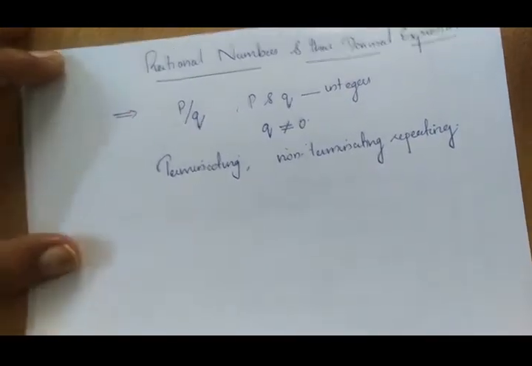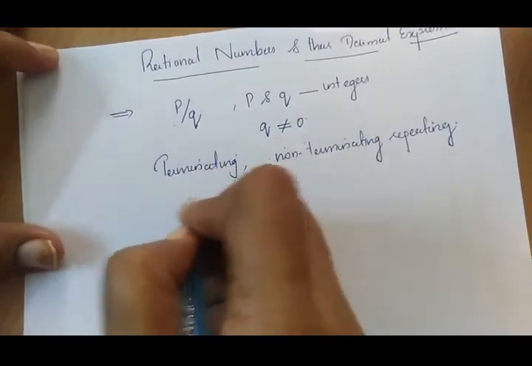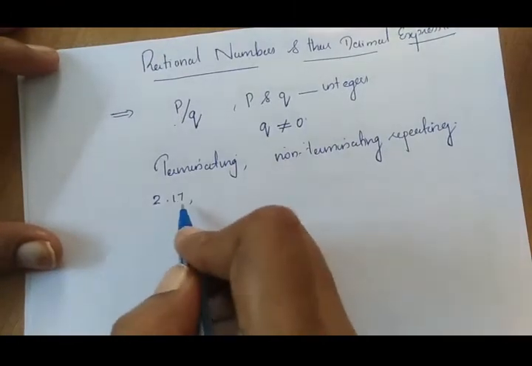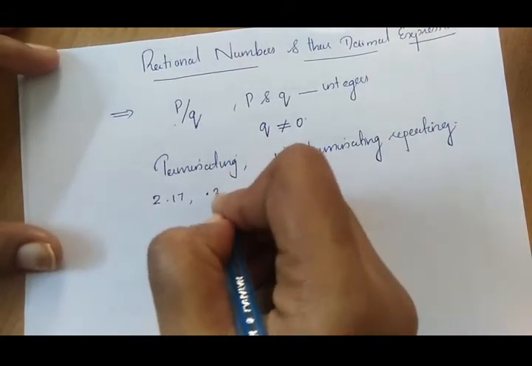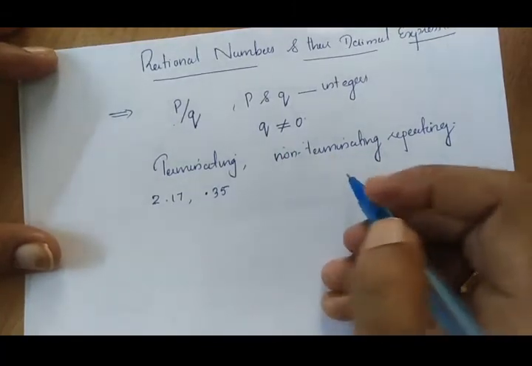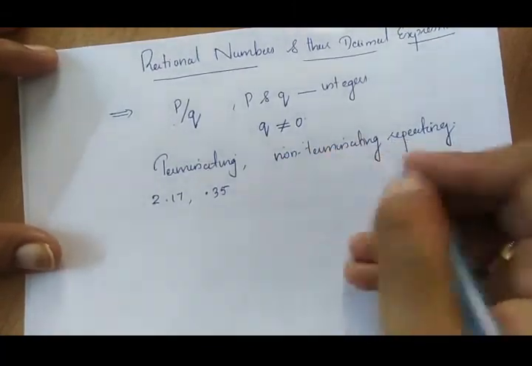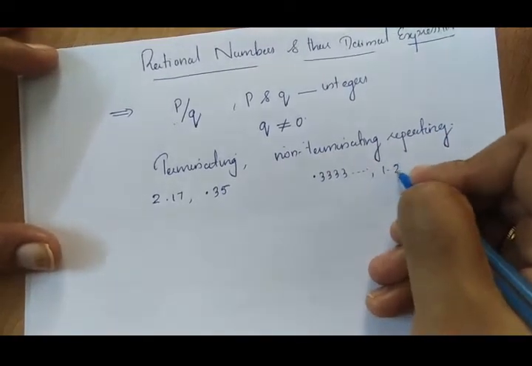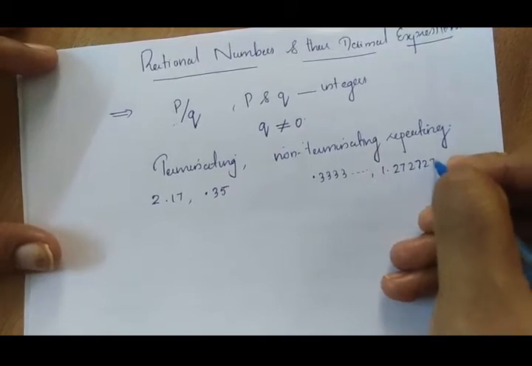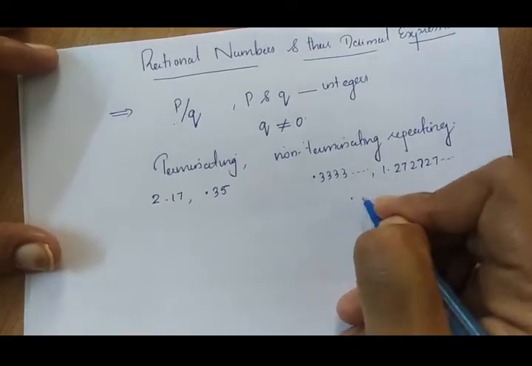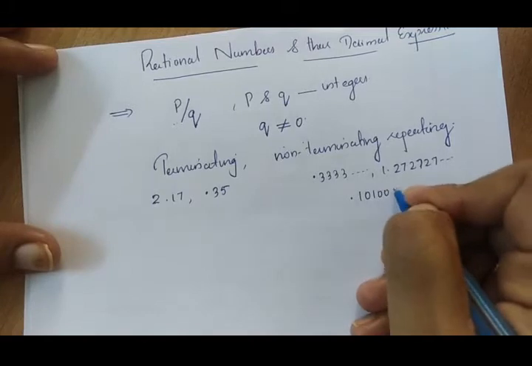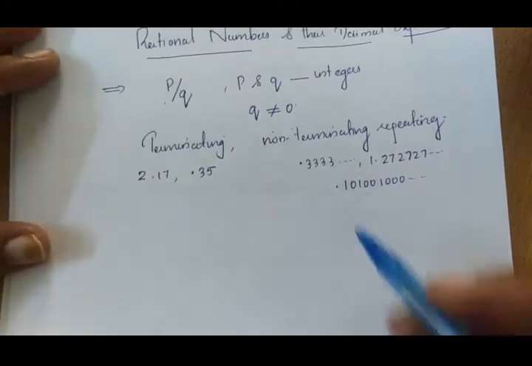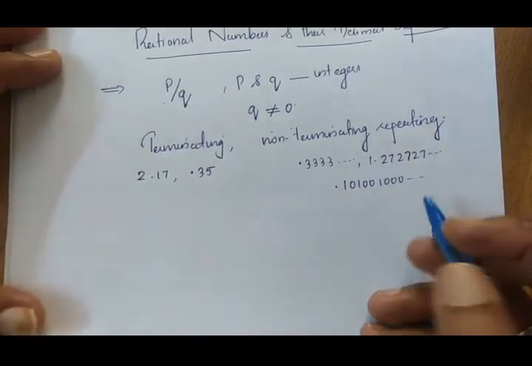What is an example for a terminating rational number? 2.17 is an example, that is, it is terminating after two decimal points. Another is 0.35. What are the examples for non-terminating recurring numbers? 0.3333, etc. 1.272727, etc. Another example is 0.101001000, etc. Such numbers come under the category of non-terminating repeating values.